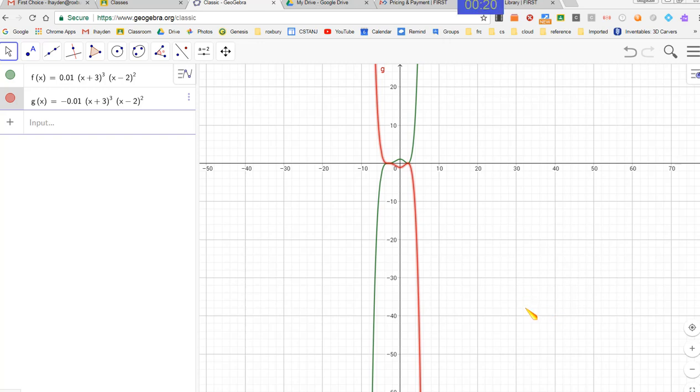Hi there, in this screencast I'm going to give you a quick sample of the screencast that you need to be producing. Here we're looking at two polynomial functions, and we can tell a lot about their graphs simply based on looking at their equations.